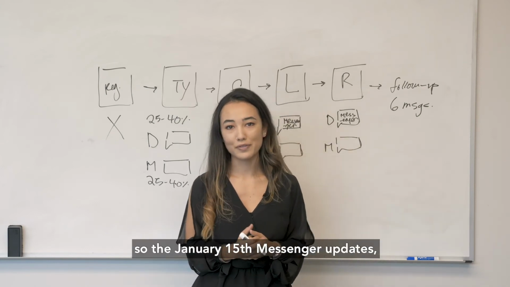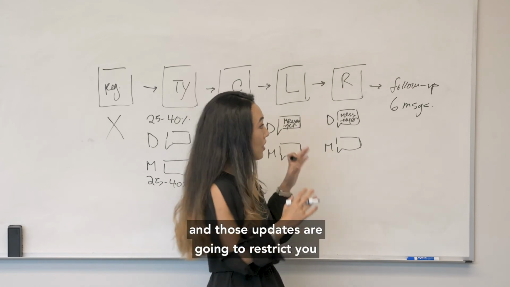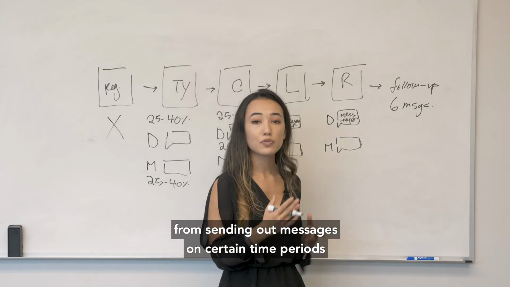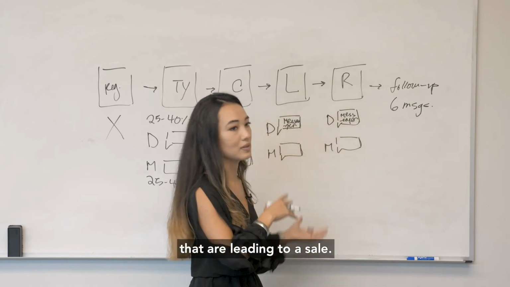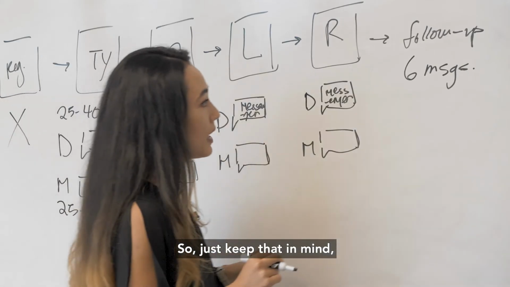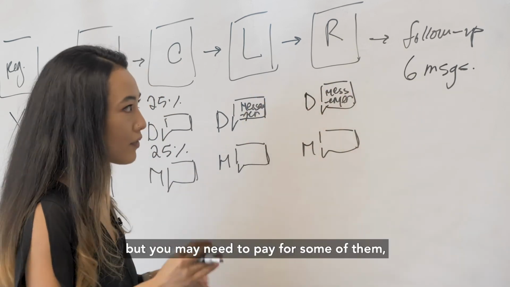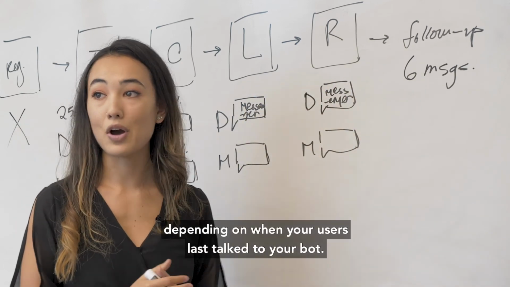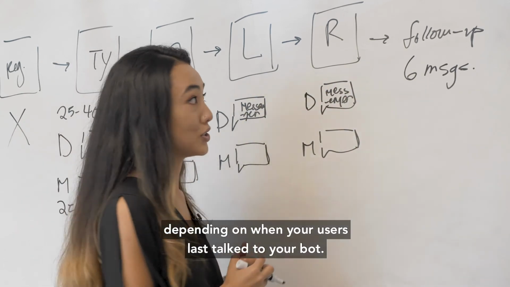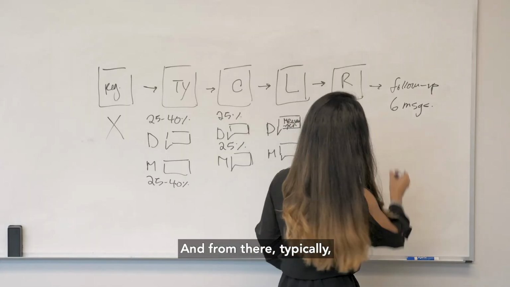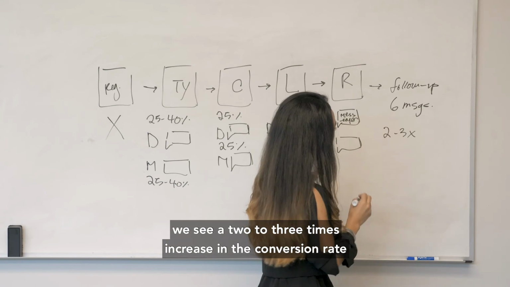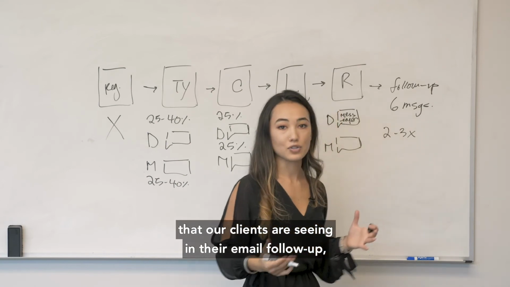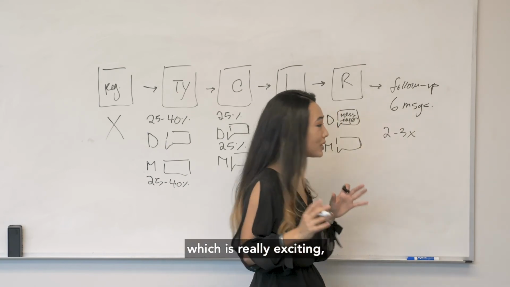Just look up January 15th Messenger updates, and those updates are going to restrict you from sending out messages during certain time periods to your users that are promotional, that are leading to a sale. So keep that in mind, because these 6 messages can be sent whenever, but you may need to pay for some of them depending on when your users last talked to your bot. And from there, typically we see a 2 to 3 times increase in the conversion rate that our clients are seeing in their email follow-up, which is really exciting.